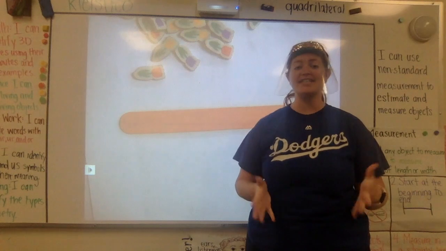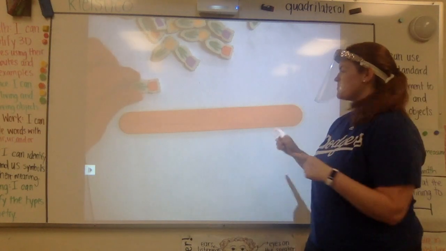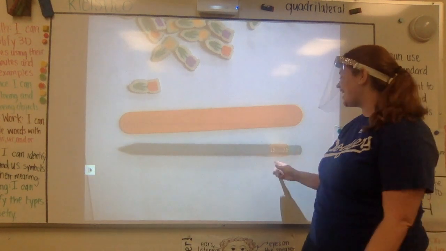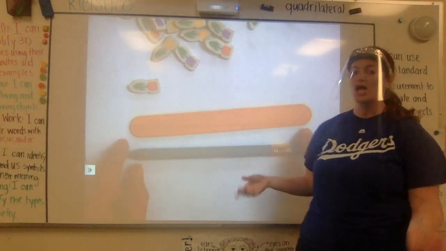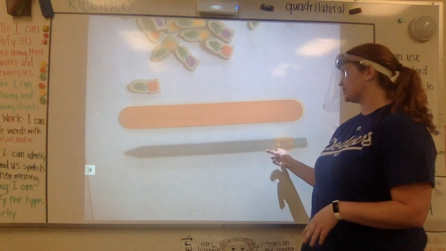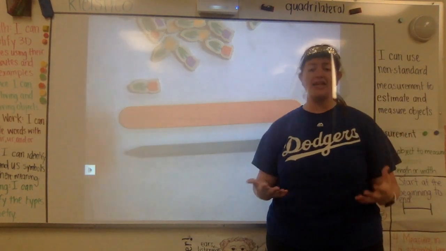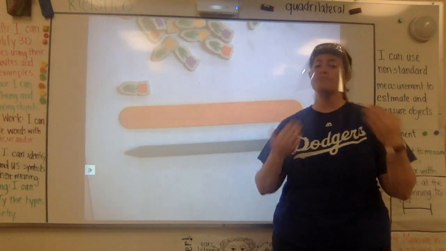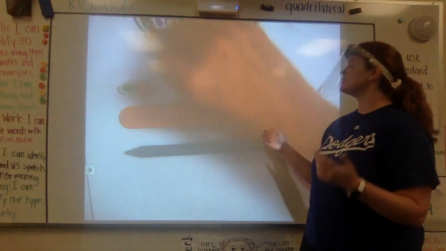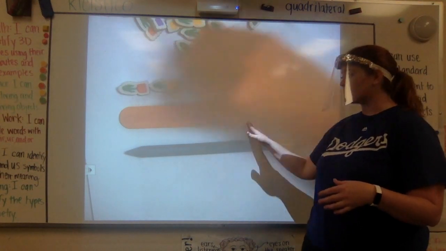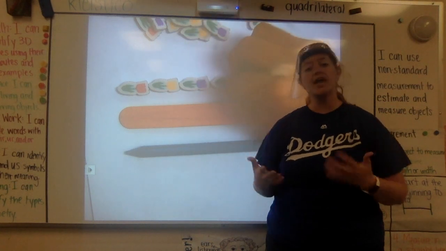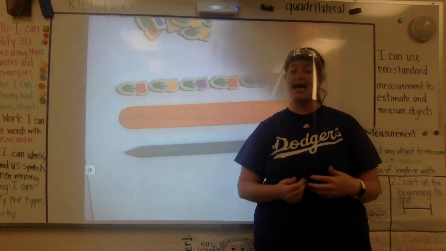Okay, I'm ready to estimate one more time. I'm noticing right away, this popsicle stick is basically the same size as this pencil. So I'm going to base my estimate off of what I know the pencil was. The pencil was 6 erasers long. So that's going to be my estimate. I estimate that this popsicle stick is going to be 6 erasers long. It's okay when I estimate to use things that I know.